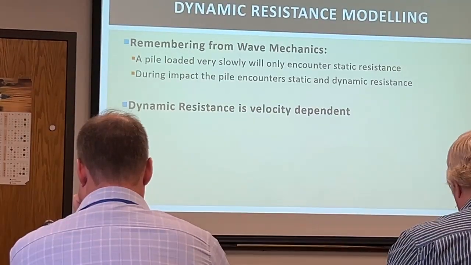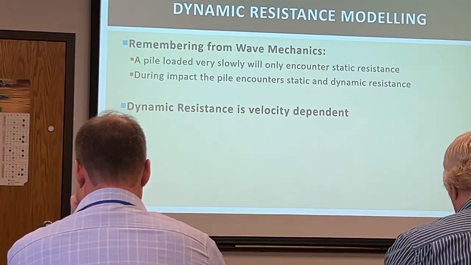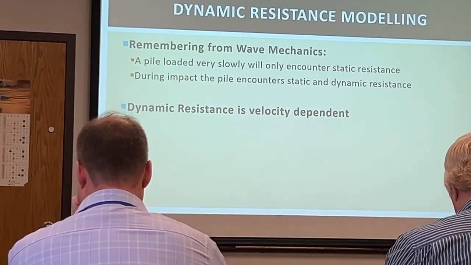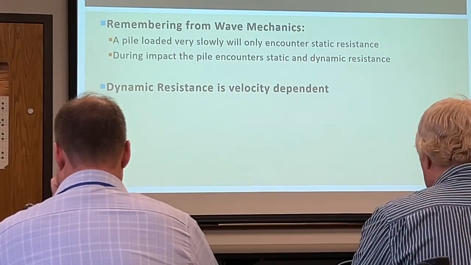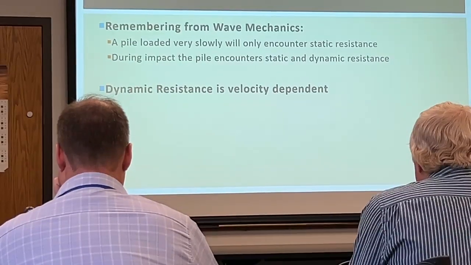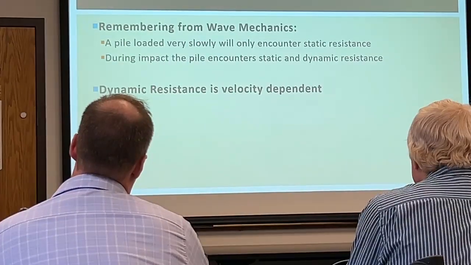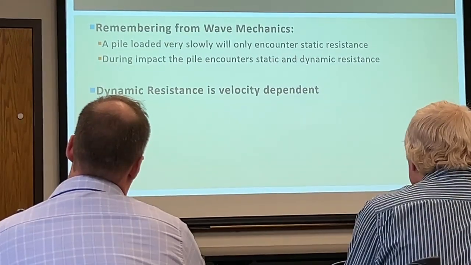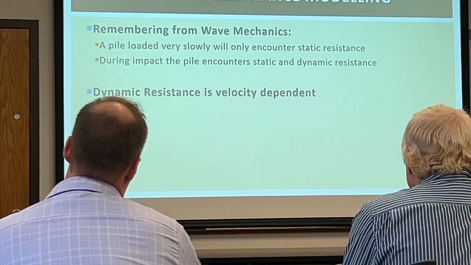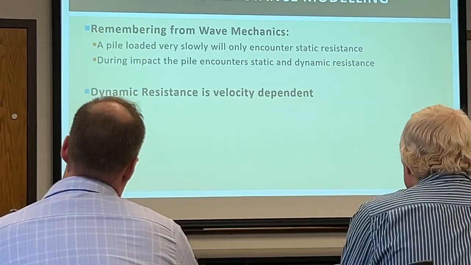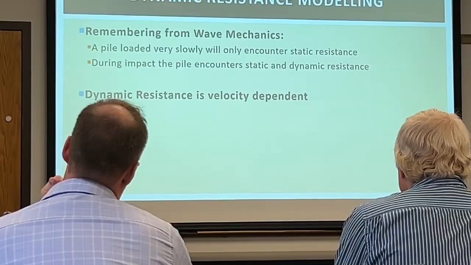If we look at the dynamic resistance model, something that we've both alluded to is the pile that is loaded very slowly really only encounters static resistance from shearing of the soil pile element or the interface. During impact, because we're moving it into the ground very fast, we have both a static component and a dynamic resistance component. So higher velocities mean higher dynamic resistance.